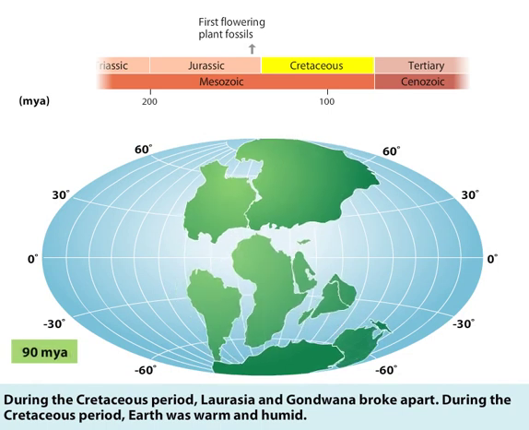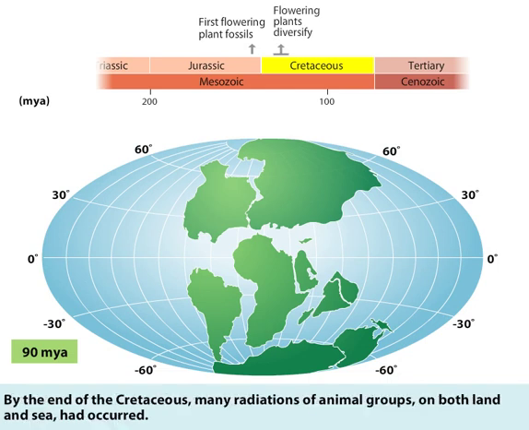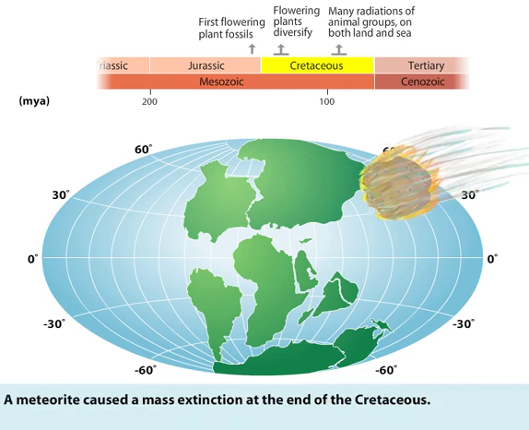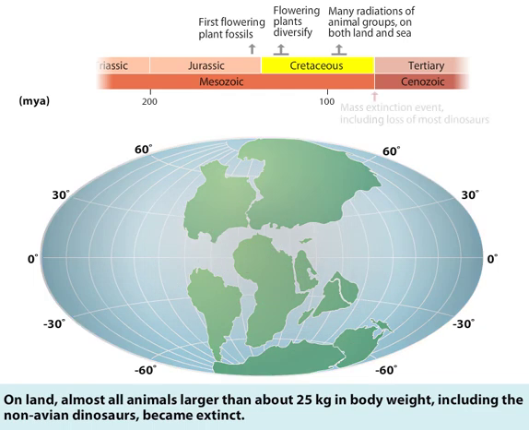During the Cretaceous period, Earth was warm and humid. Flowering plants began the diversification that led to their current dominance of the land. By the end of the Cretaceous, many radiations of animal groups on both land and sea had occurred. A meteorite caused a mass extinction at the end of the Cretaceous. On land, almost all animals larger than about 25 kilograms in body weight, including the non-avian dinosaurs, became extinct.